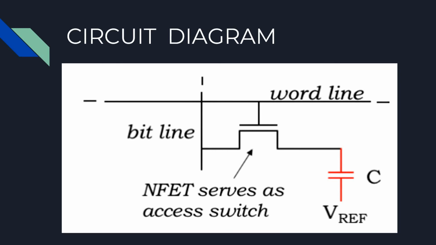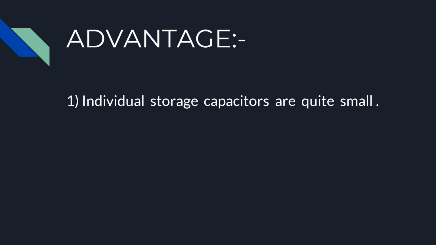Now, let us look into the advantages of this circuit. Individual storage capacitors are quite small. In modern integrated circuits, we can fit billions of bits of storage on relatively inexpensive chips called dynamic random access memories, or DRAMs for short. DRAMs have a very low cost per unit bit of storage. So the cost of DRAMs is really less.